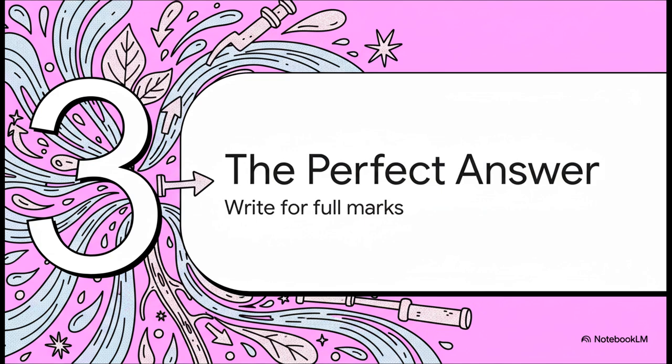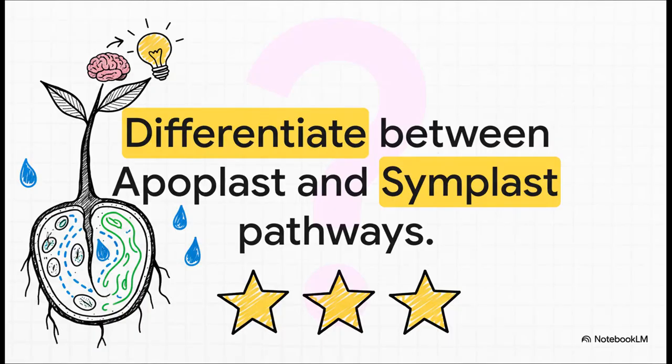All right, so you've got the concepts down pat. Awesome. But now for the important part. Let's turn that knowledge into actual marks on your paper. This next section is all about how to write the perfect answer. So, imagine you open your exam paper and you see this. A classic HSC question: differentiate between the apoplast and symplast pathways of water movement in plants. 3 marks are just sitting there waiting for you.